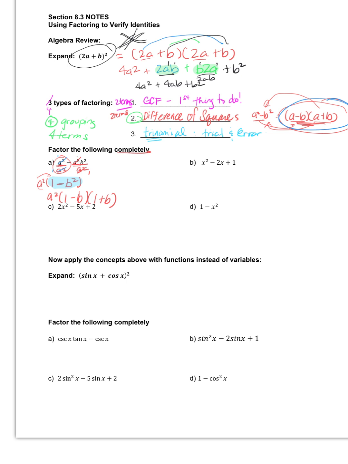For B, we have a trinomial. So we'll do trial and error. So one thing, nice, here are some simple rules to remind ourselves. If I have a minus and a plus, that means I will have a minus and minus. You have no choice.